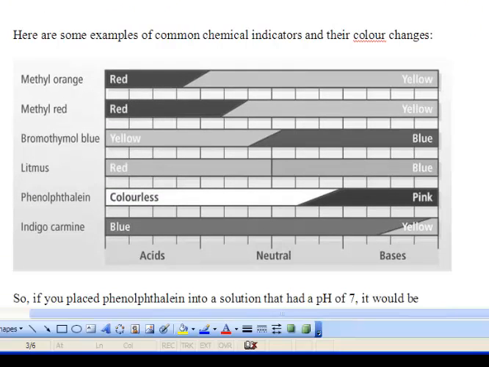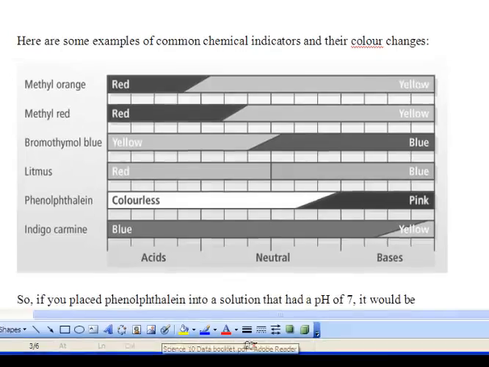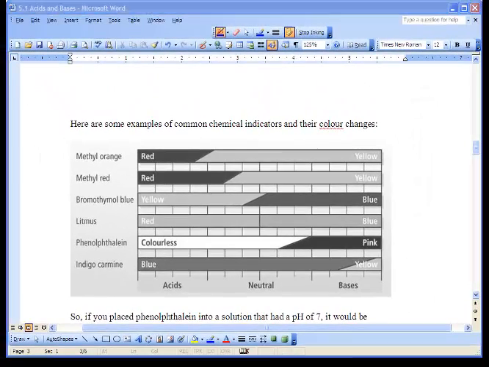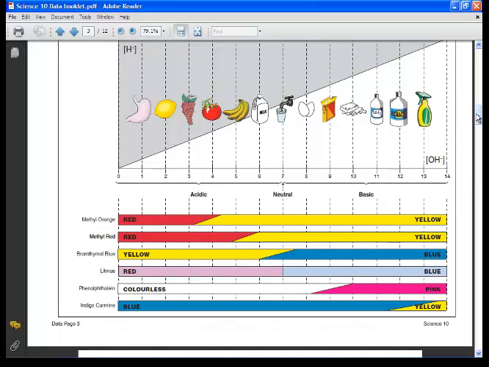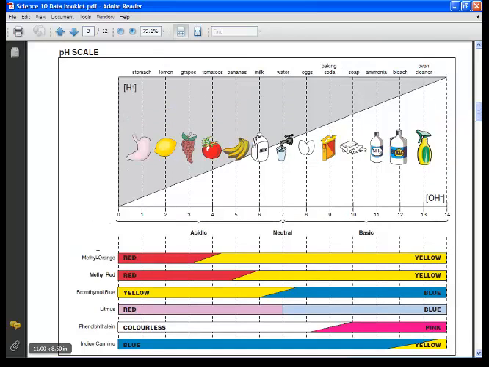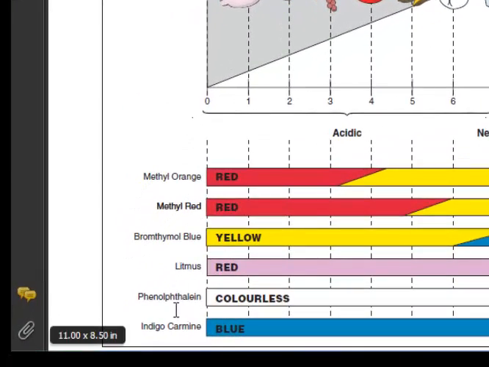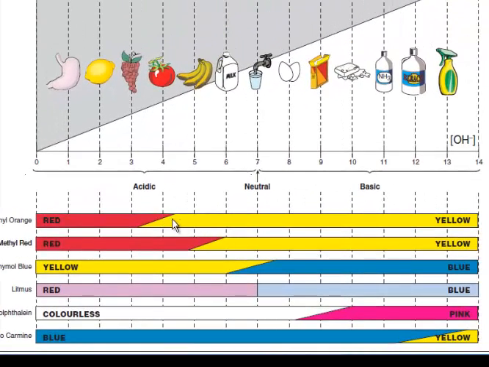So we've got a couple indicators, and what you'll notice is you've got this in your data booklet. So we'll just flip over to your data booklet, and what we have is this in color. You're going to get this for the provincial exam, and what it shows us is that if we have one of these indicators on the left, like methyl orange, methyl red, and so on, and we have something that's basic or acidic, for example, for methyl orange, if it's got an acidity of 3 or less, it's going to be red. But if it's got 4 or more pH, then it's going to be yellow.